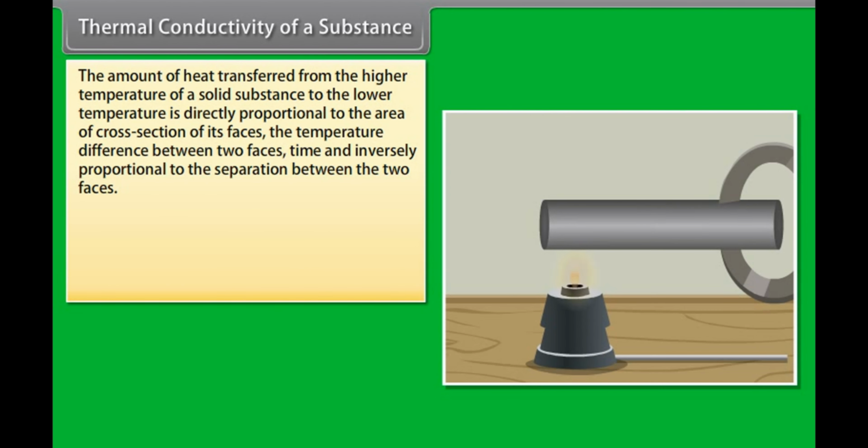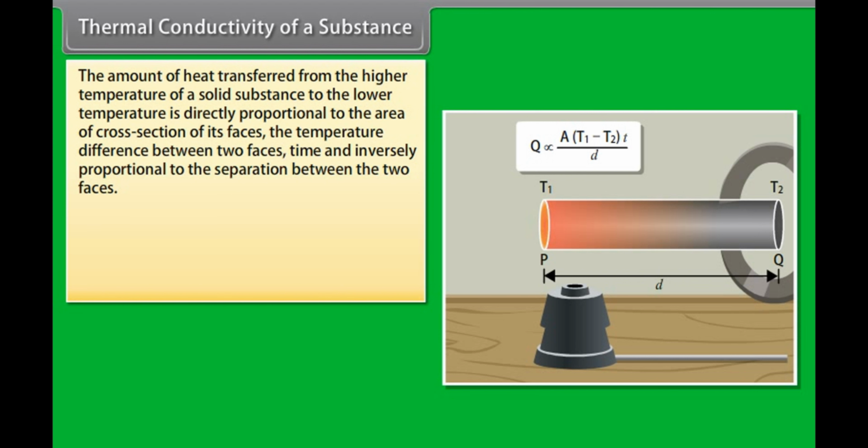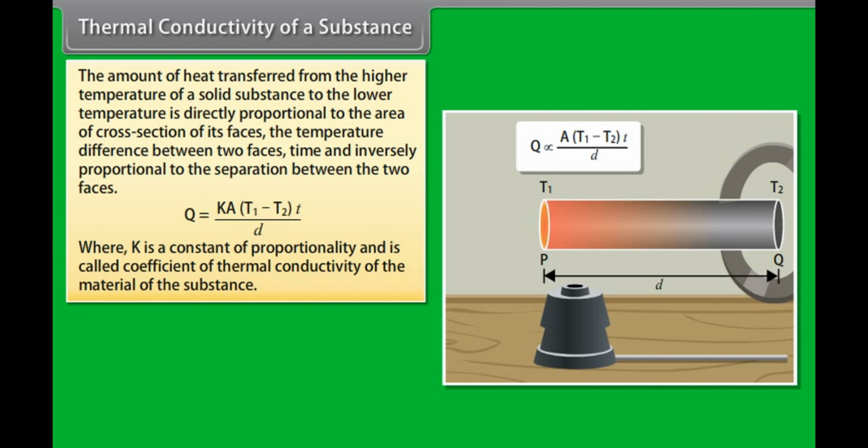Thermal conductivity of a substance. The amount of heat transferred from the higher temperature of a solid substance to the lower temperature is directly proportional to the area of cross-section of its faces, the temperature difference between two faces, time, and inversely proportional to the separation between the two faces. It gives Q = KA(T1 - T2)t/d, where K is a constant of proportionality and is called the coefficient of thermal conductivity of the material of the substance.